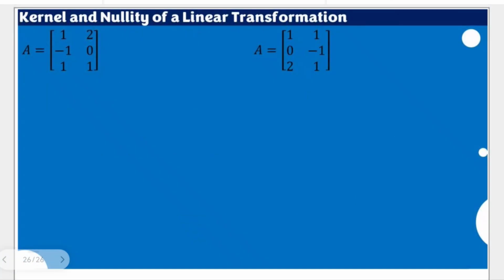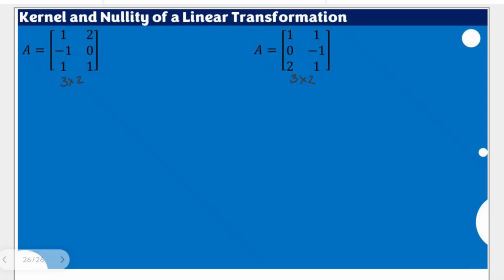The kernel and the nullity of a linear transformation using these two matrices can be defined using the type of matrices here. This is a 3 by 2 matrix. This is also a 3 by 2 matrix. And the kernel allows us to form a set of all vectors V that will satisfy a transformation where the result would be the 0 vector itself.